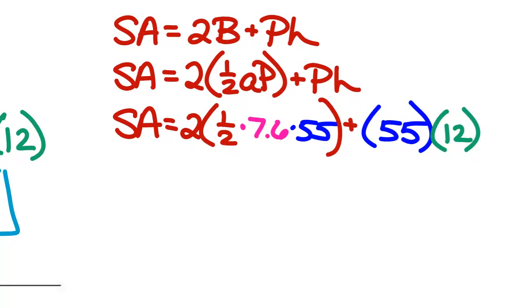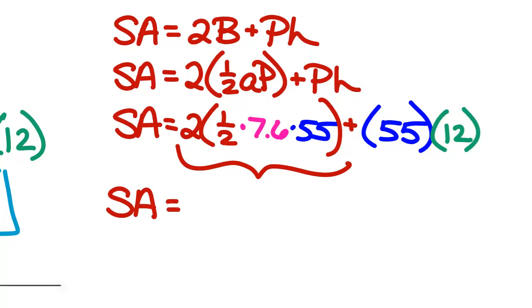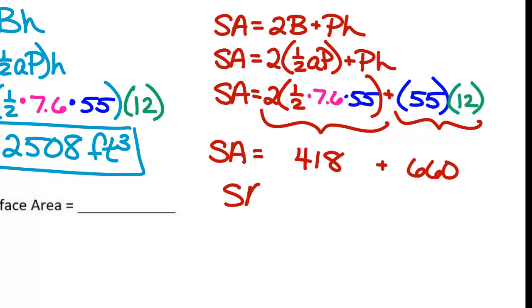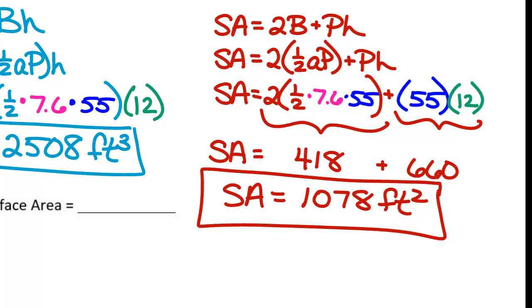We're going to put this in the calculator in pieces. Let's find the area of those two bases first. What is 2 times 1/2 times 7.6 times 55? 418. What about the lateral area? 660. And so then we add those two together to get a total surface area of how much? 1,078 feet squared.